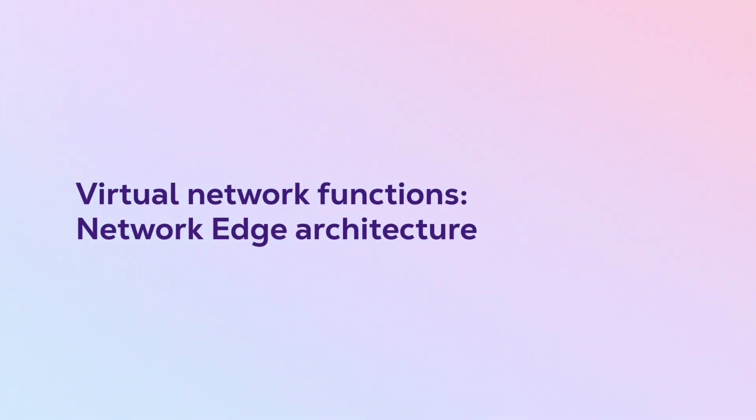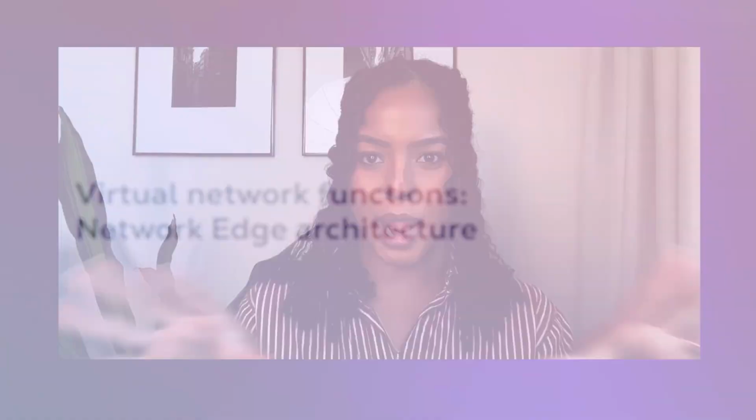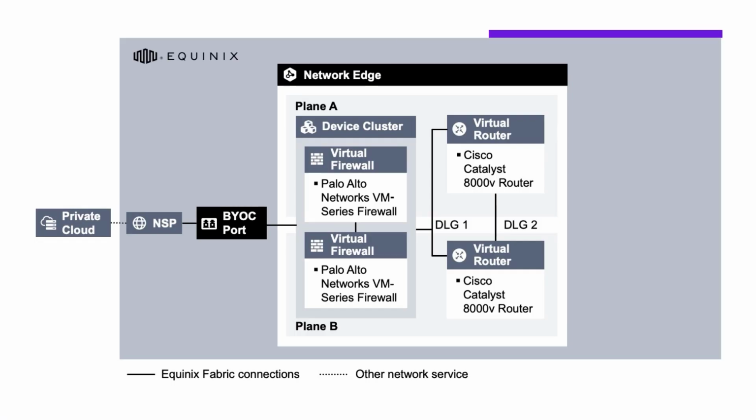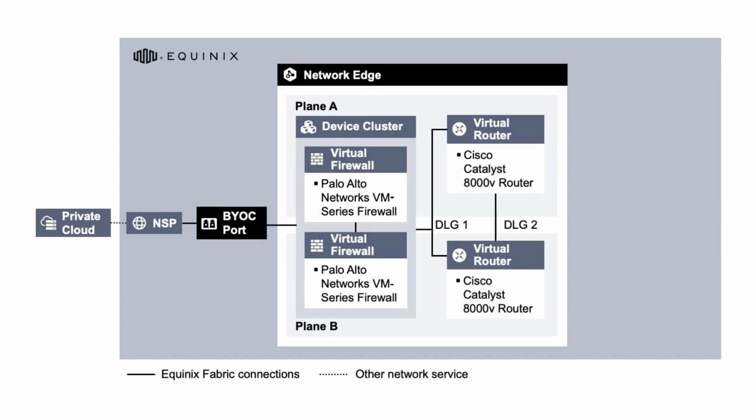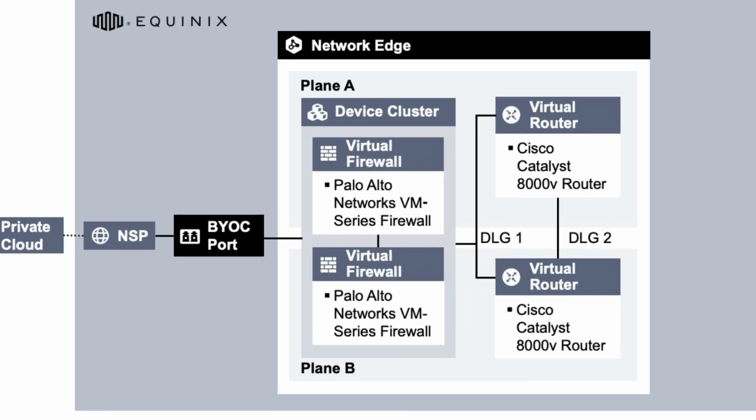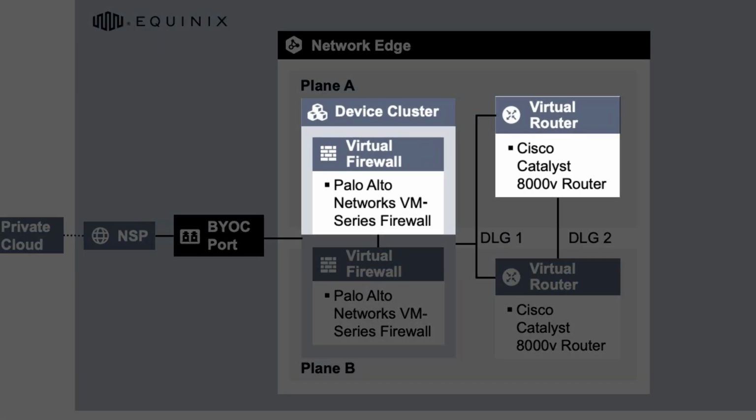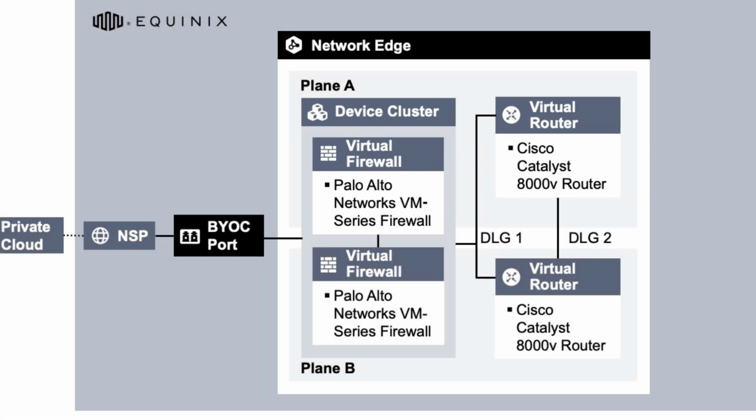Let's start at the foundation layer, the Network Edge layer. Network Edge is essentially Equinix's platform for running virtual network functions, VNFs. So you run them directly on Equinix managed infrastructure. You can deploy the same devices you'd normally rack and stack, like a Cisco Catalyst 8Kv or Palo Alto VM-Series firewalls, but in minutes instead of weeks.